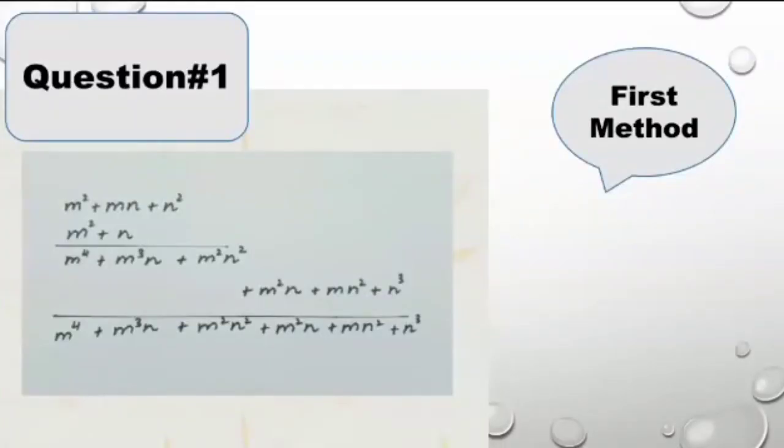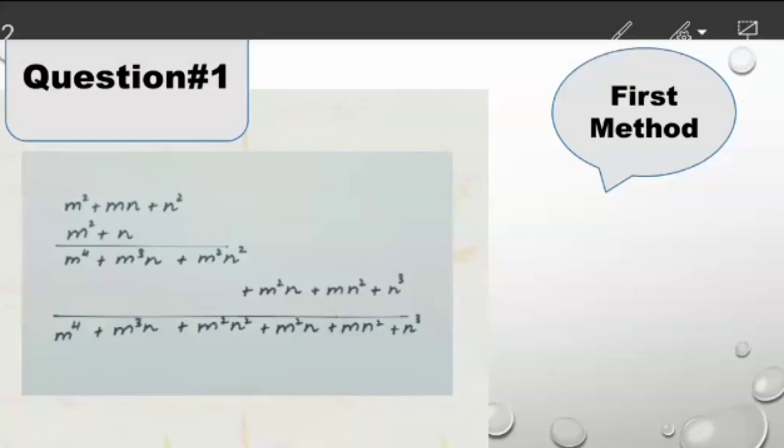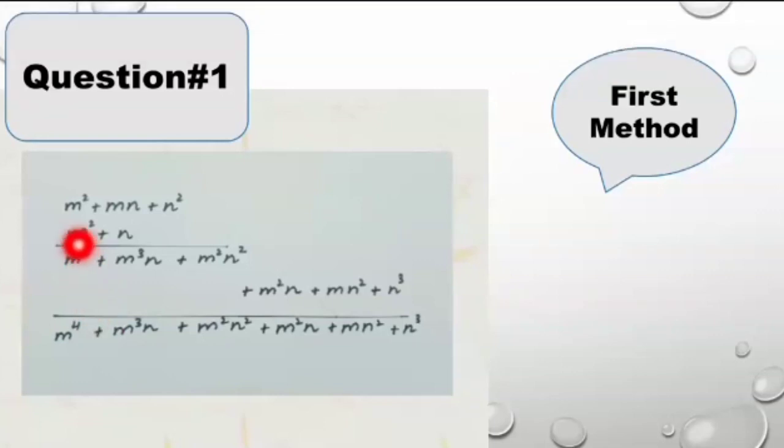Let's start with question number 1. In question number 1, we have to multiply m square plus mn plus n square by m square plus n. In this vertical method, first of all, we will write that polynomial which has more terms, that is m square plus mn plus n square. There are 3 terms in this polynomial, so we will write it at first. Then we will write the polynomial which has fewer terms, which is m square plus n.